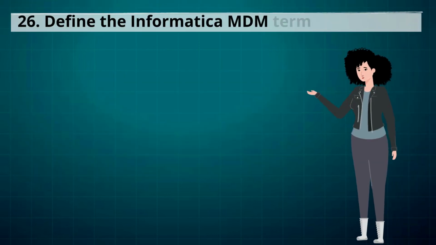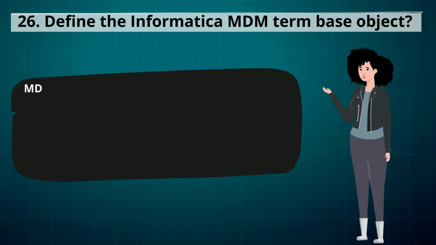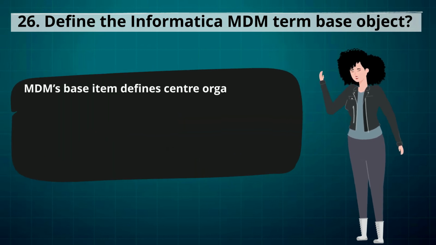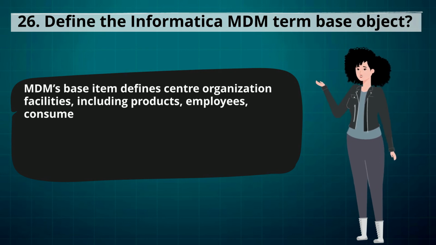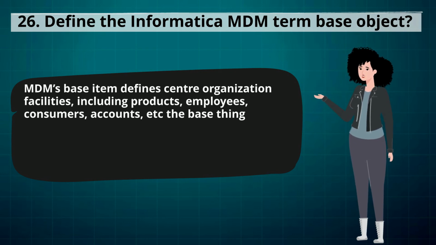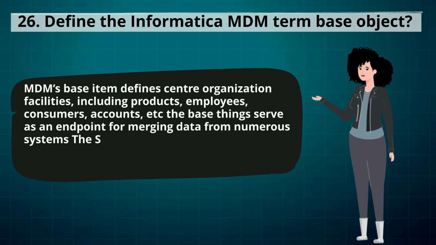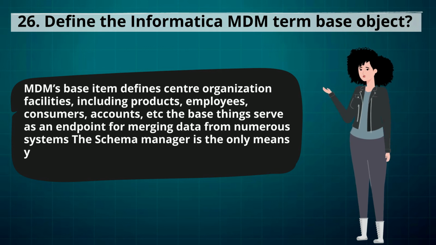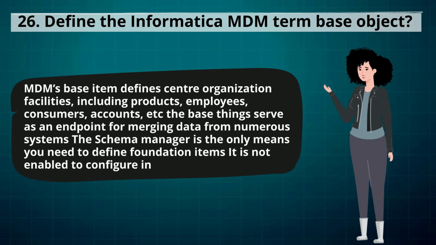26. Define the Informatica MDM term base object. MDM's base object defines core business entities, including products, employees, customers, accounts, etc. The base objects serve as an endpoint for merging data from numerous systems. The Schema Manager is the only means you can use to define base objects. It is not enabled to configure in the database.